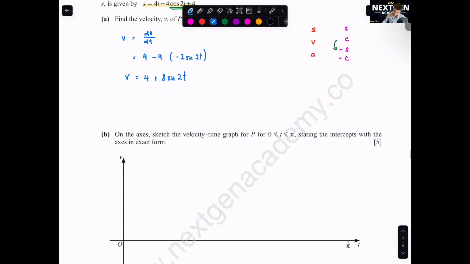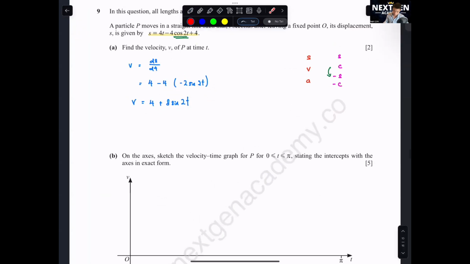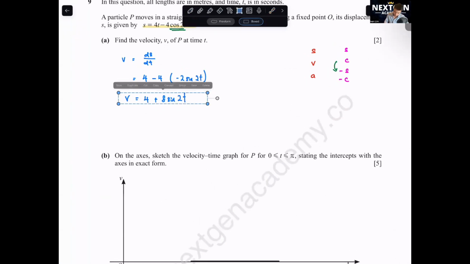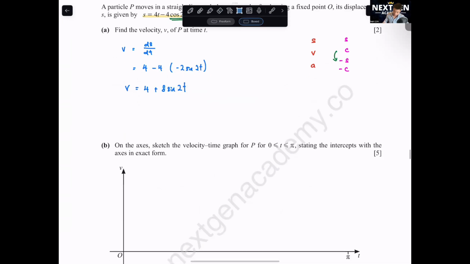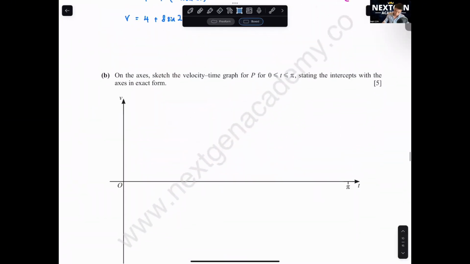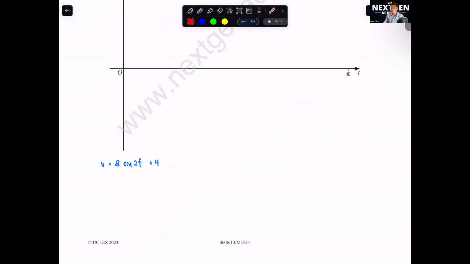Okay, question B, a 5-mark question. On the axis, sketch the velocity-time graph for 0 to pi, stating the intercept with the axis in exact form. So they are asking us to sketch this graph out. y equals 4 plus 8 sine 2t. How will I rewrite this first? We need to sketch out v equals 8 sine 2t plus 4. This question is actually a trigo graph question. How do I draw this? 8 sine 2t plus 4.